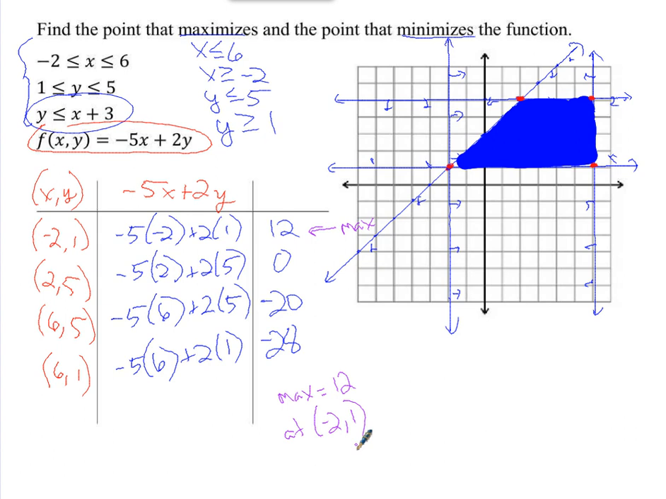We also need the minimum. What's the minimum? -28 is the minimum. So we're going to write min equals -28 at the ordered pair 6, 1. So if I put those on my graph, I have -2, 1 is the max, and 6, 1 right here is the min. Never would have guessed that.